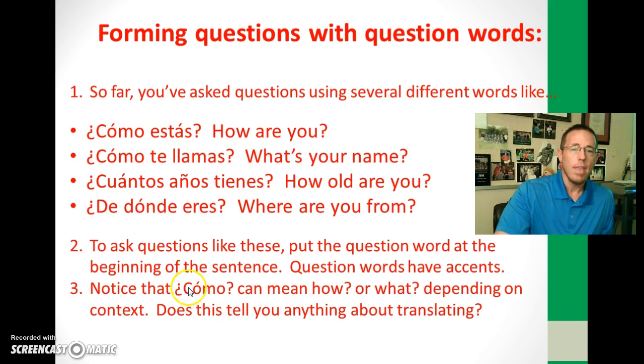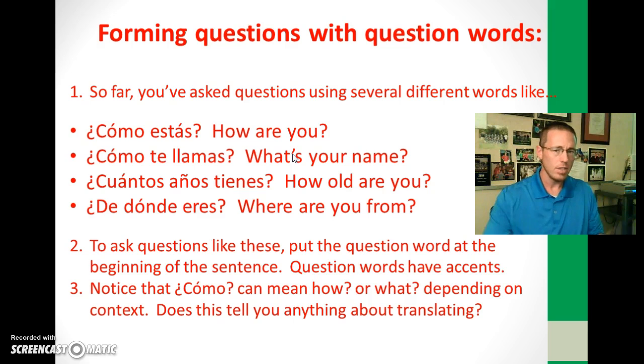Also notice that the question word cómo can mean either how or what. See right here it says, how are you? ¿Cómo estás? But down here it says, ¿Cómo te llamas? And that translated to what is your name? So there's a difference there, right? So it can mean how or what, depending on the context of the question. So does this tell you anything about translating?